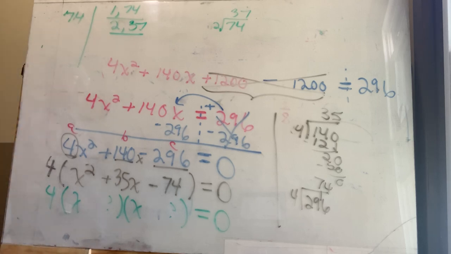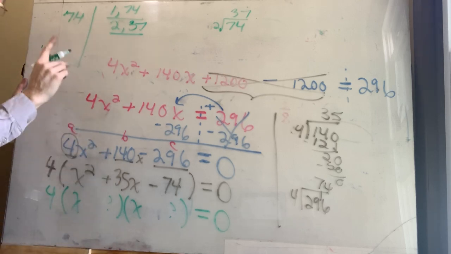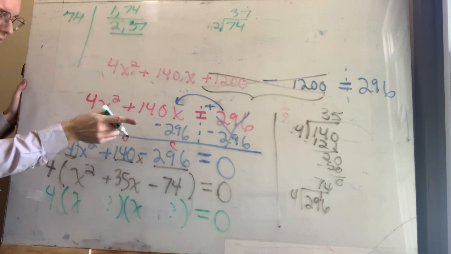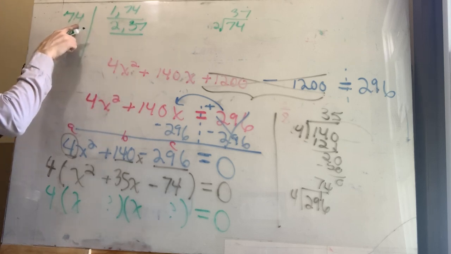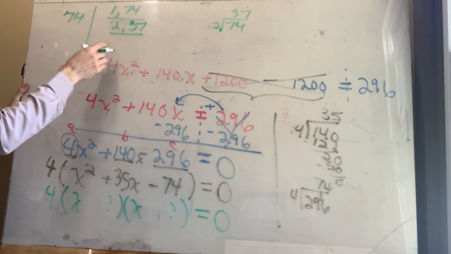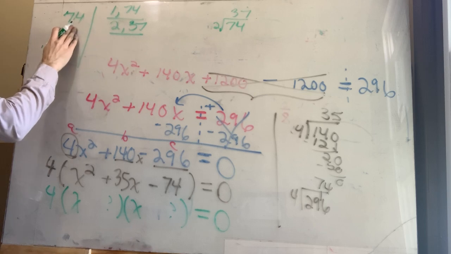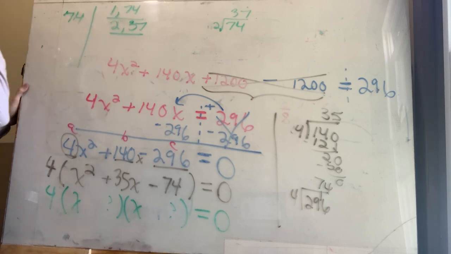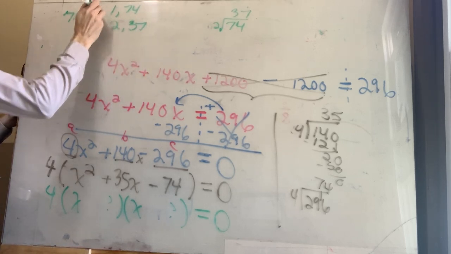Sum of the digits is 11, that doesn't work with 3. Therefore, 6 will not work because both 2 and 3 have to. It doesn't end in a 0 or 5, so it doesn't work with 5. All right. 7 times 11 is 77, that's too much. 8 times 9 is 72, that's too much. It's pretty much these two choices.